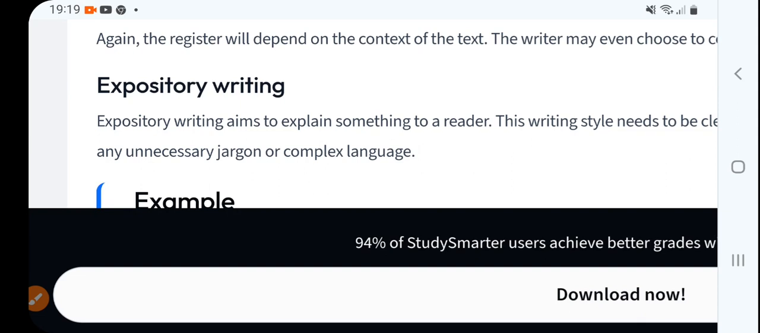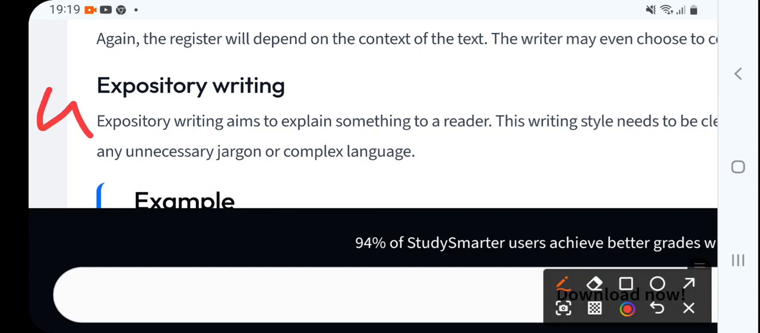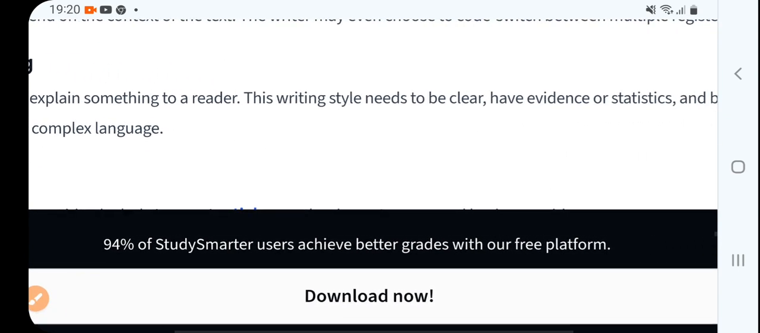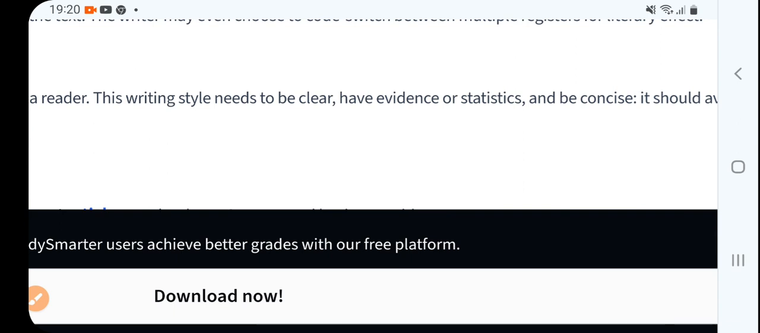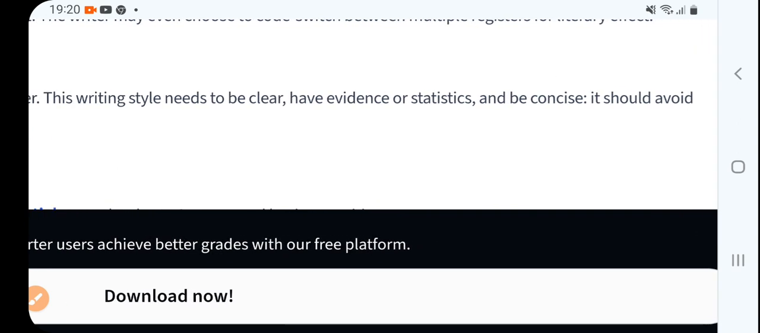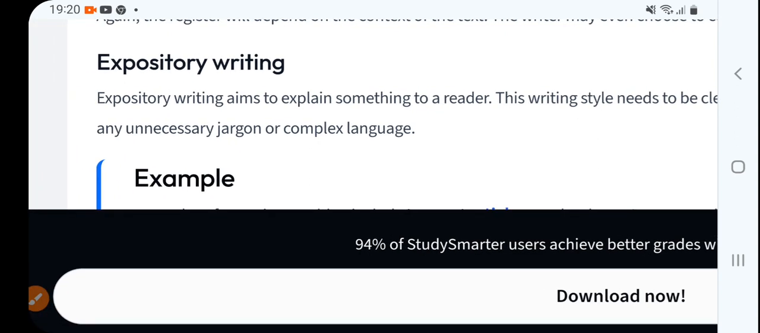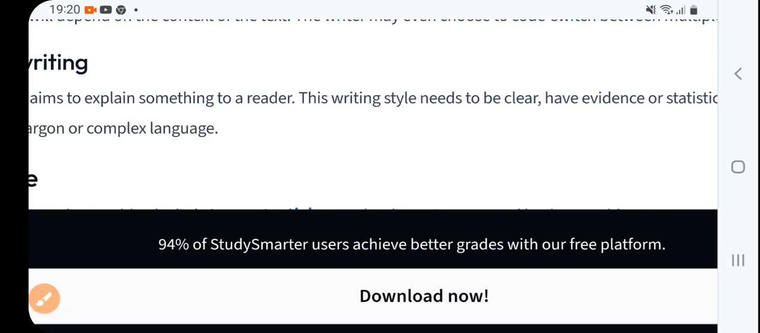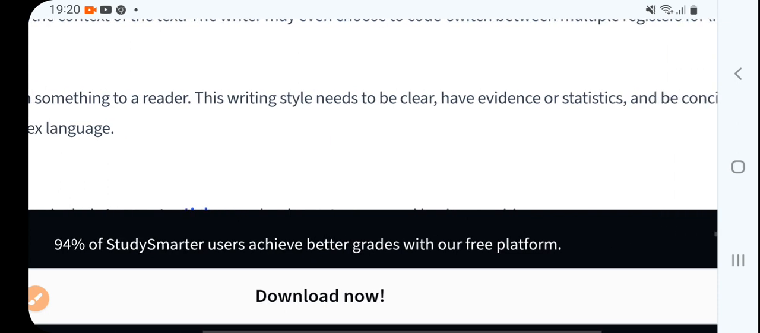Then the last one is expository writing. Expository writing aims to explain something to a reader. This writing style needs to be clear, have evidence or statistics, and be concise. It should avoid any unnecessary jargon or complex language, because the ultimate aim is to explain something to the reader. So very easy language, without any flowery language, and we can use statistics.